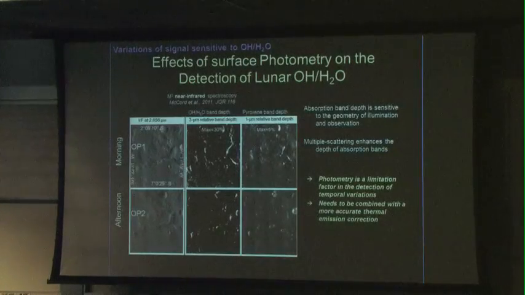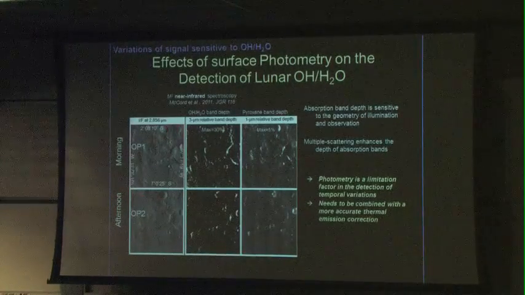However, I'm going to present another effect that may limit the interpretation of these variations. I'm going to talk about photometric effects. The photometry is due to variations of the geometry of illumination and observation. So this is an illustration with M-cube data again, but this works similarly in the ultraviolet. The first row is data acquired in the morning, and the second row is the same region. You can recognize the crater here with illumination in the afternoon. So the sun illuminates from the left in the afternoon and from the right in the morning.